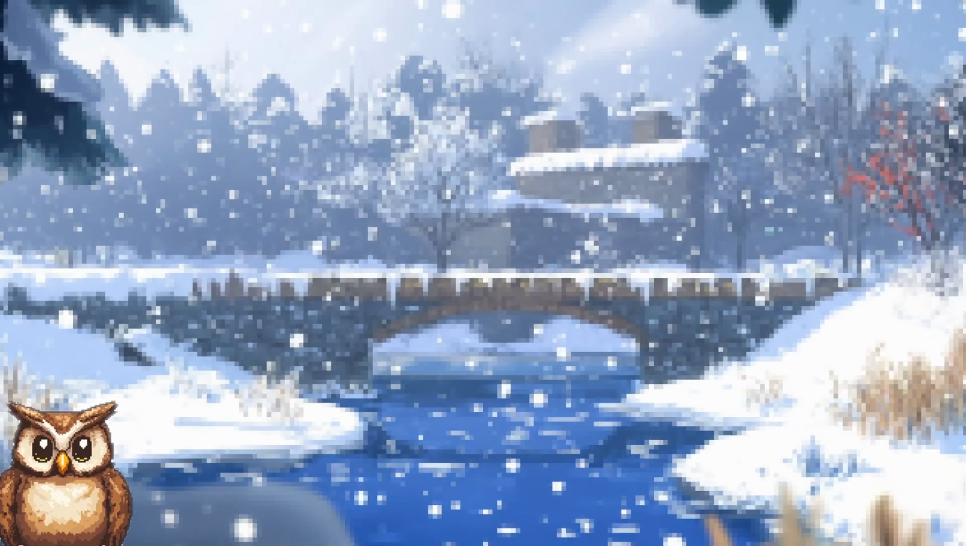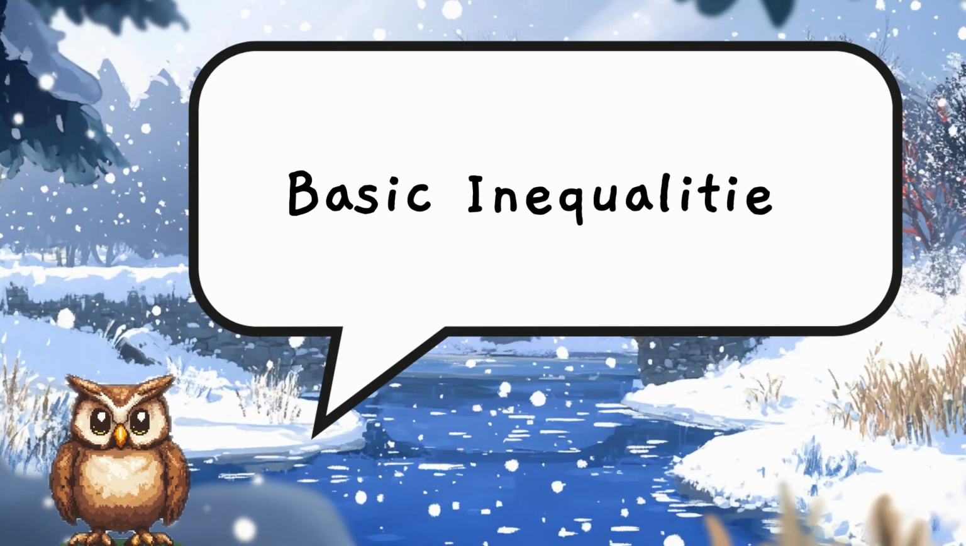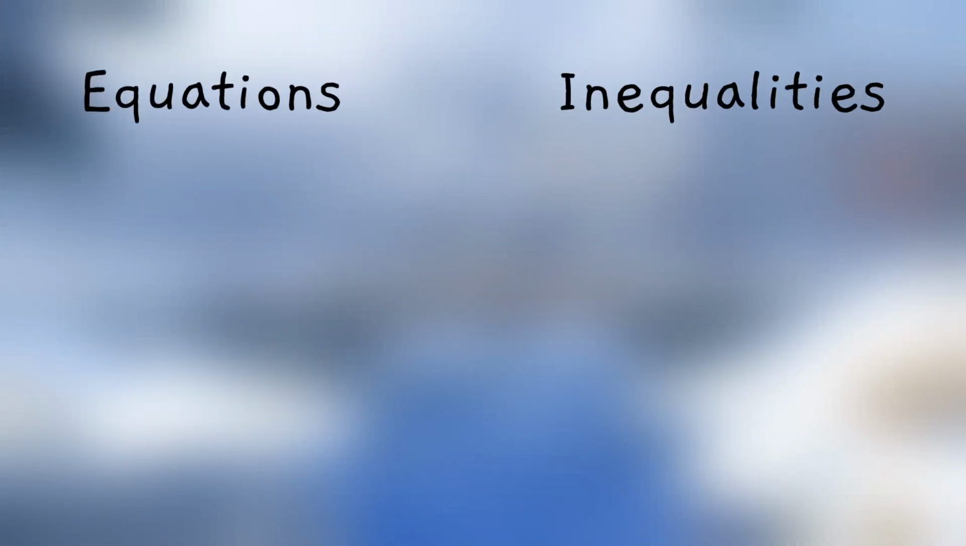Today, we're going to learn how to solve basic inequalities. First, let's look at the difference between equations and inequalities. For starters, there's a single equal sign. But when we work with inequalities, you'll see that there are 4 inequality symbols: less than, greater than, less than or equal to, greater than or equal to.